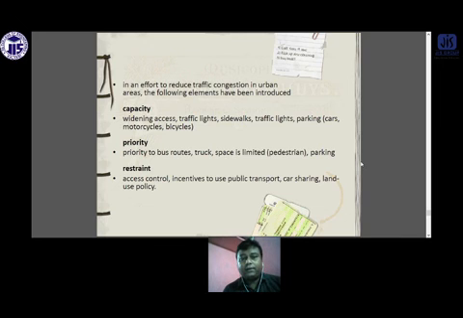For the priority of buses and trucks, space is limited, so we need to give priority to decide which vehicles should be allowed first. Suppose in an emergency we always allow the ambulance or our fire brigade vehicles to move. So this is the priority basis on which we need to select. And restraint means access control: we need to provide some restriction of movement by traffic signs or traffic markings.